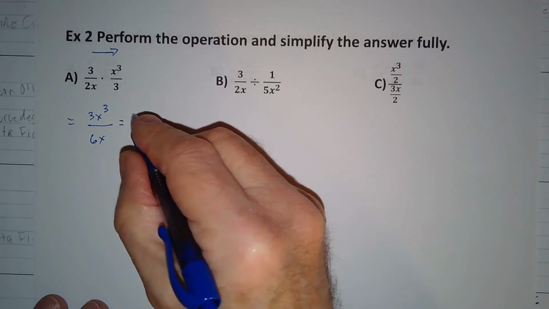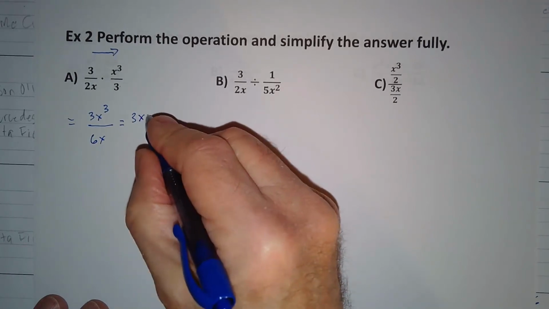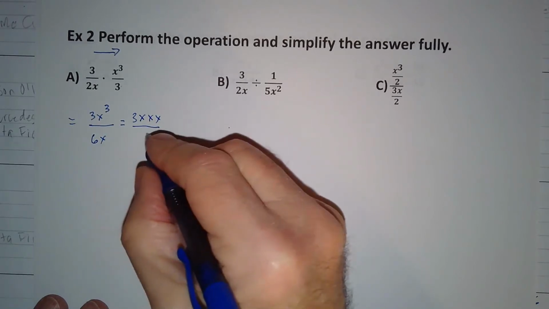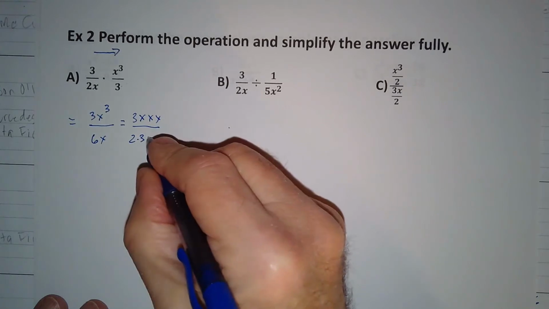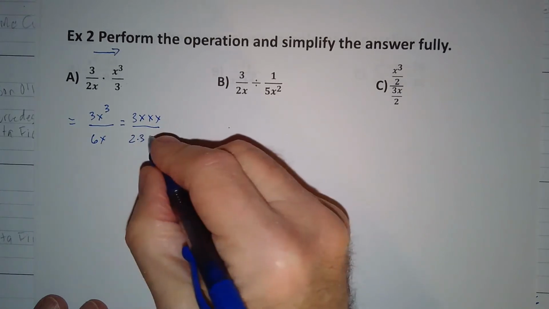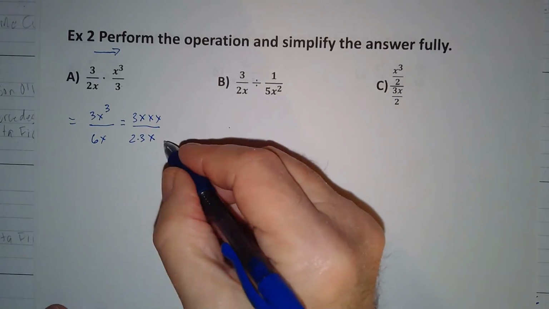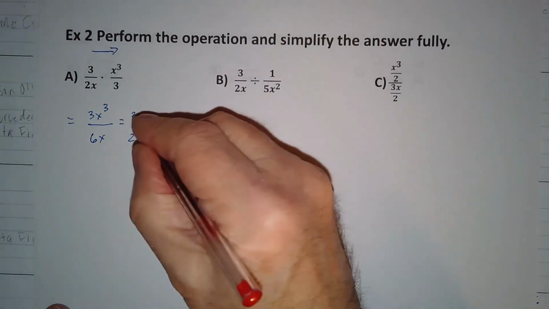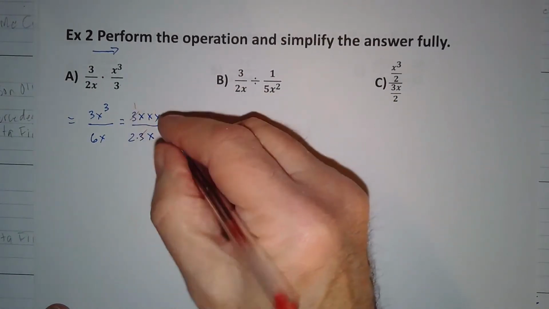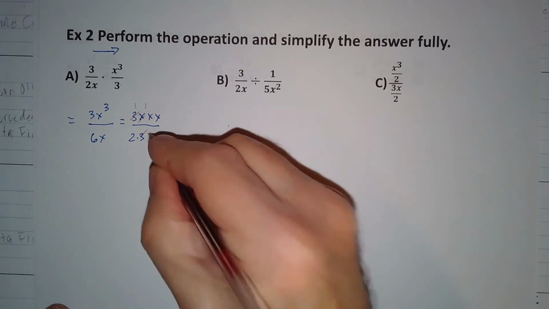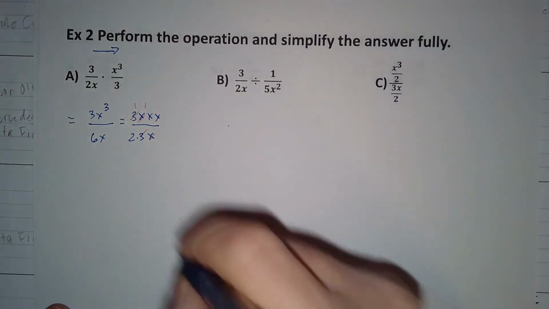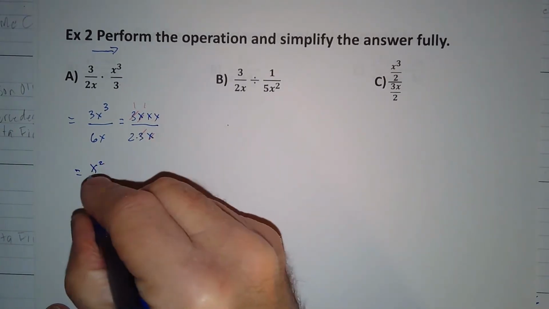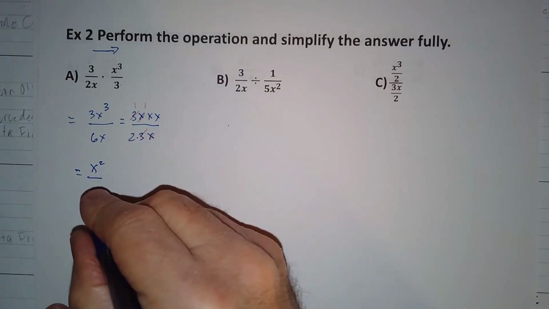So we could rewrite this as 3 times x times x times x over, and then we can factor 6 as 2 times 3 times, and then there's an x there, so 6x. That's 2 times 3 times x. Okay, very simple. We can cancel out the 3 divided by 3. That leaves us with 1. We can cancel out an x divided by x. That leaves us with 1. And so our final answer will be x squared divided by 2x.